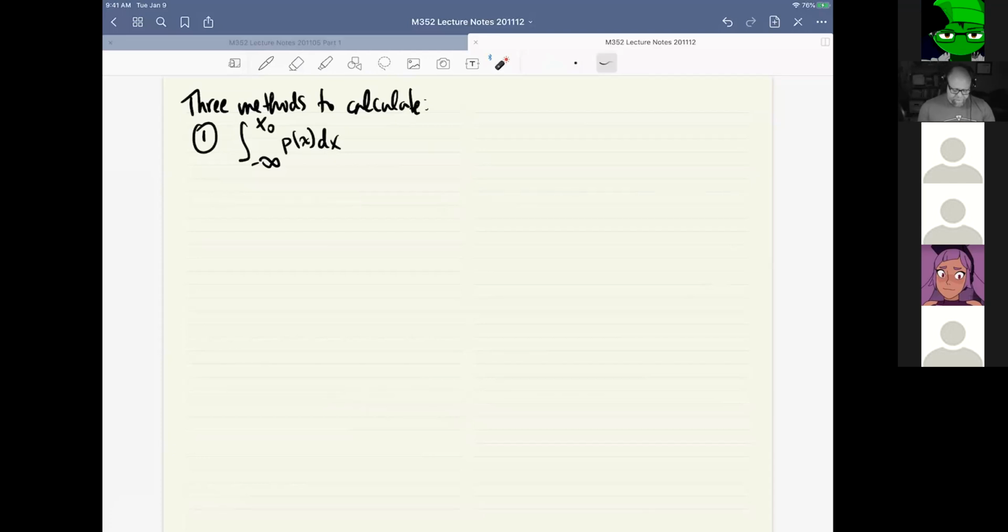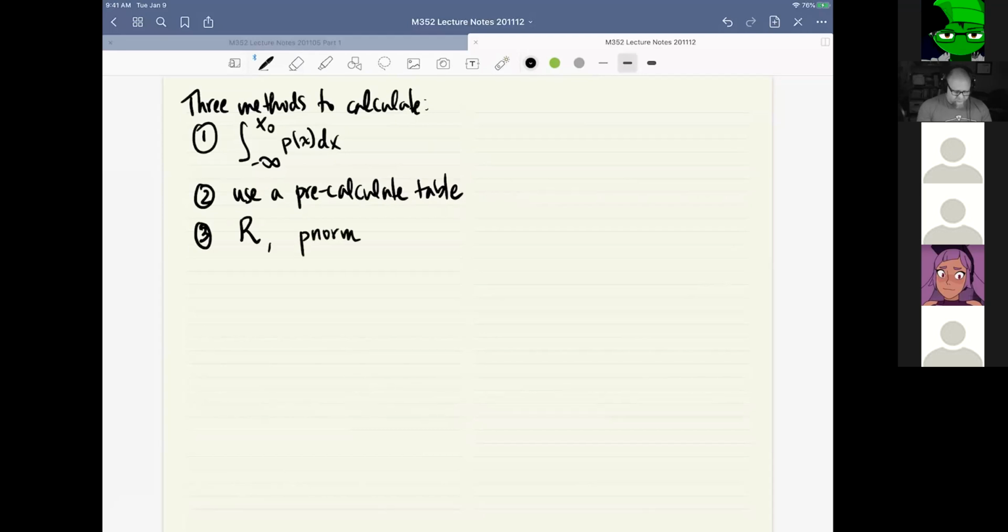Excuse me. And I told you this is really hard to calculate. But in theory, you can calculate this. Another way is we can use a pre-calculated table, and I'll show you how to do that today. And the other way is we can use R. Specifically, we can use the pnorm function in R, and we would put x naught as the first argument, and then the second argument, we'd put the mean, and the third argument, we'd put the standard deviation. So those are three ways we can do it.